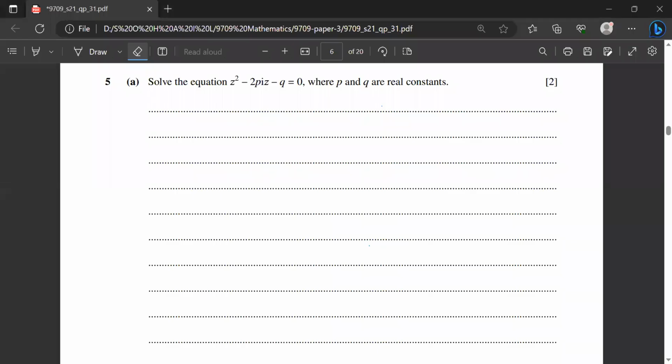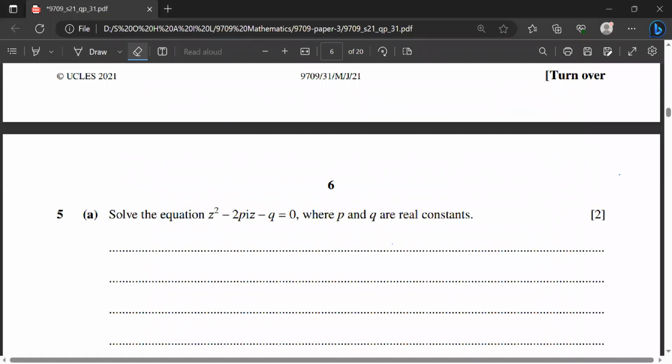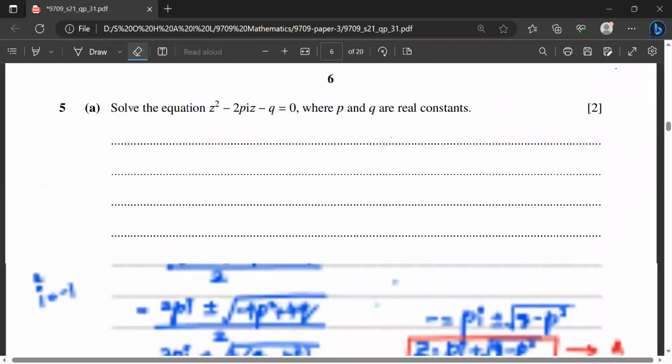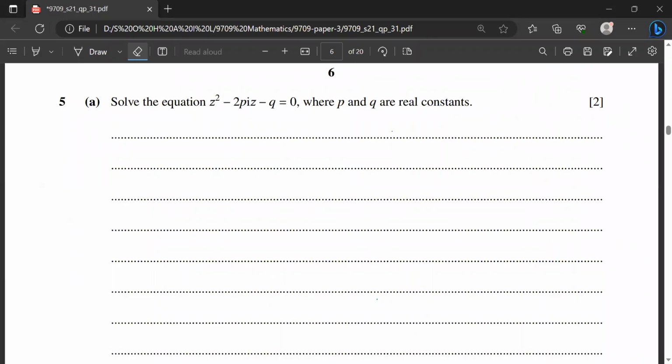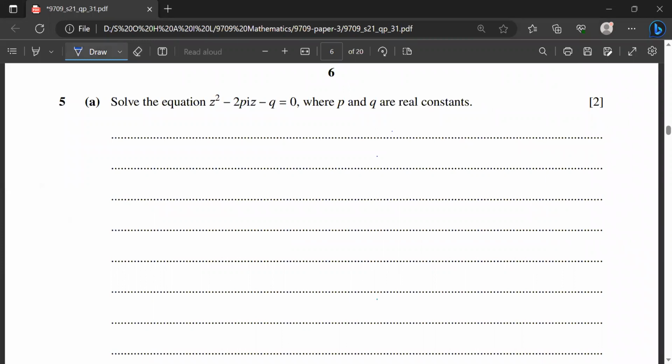This is a question from May-June 2021, 9709, variant 31. Question number 5, part A. Solve the equation z squared minus 2p iota z minus q equals 0, where p and q are real constants. As this is a quadratic equation, for the solution, use the quadratic formula.